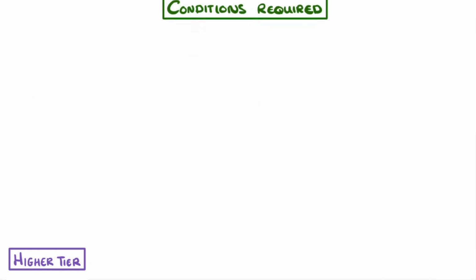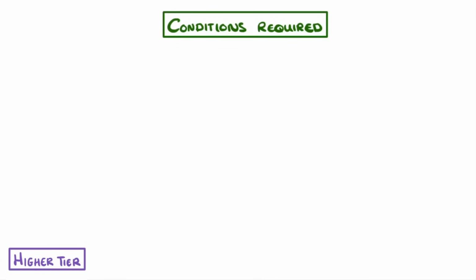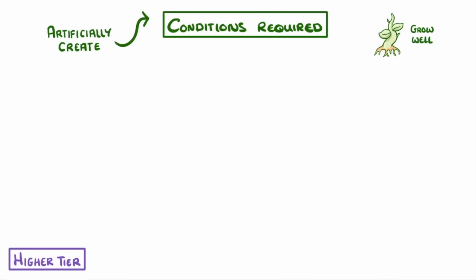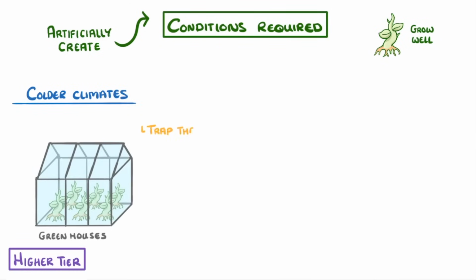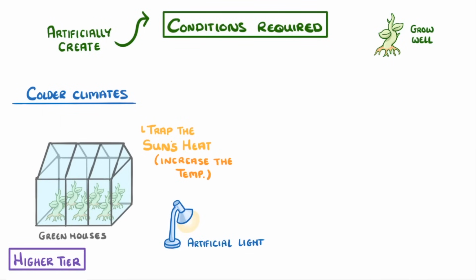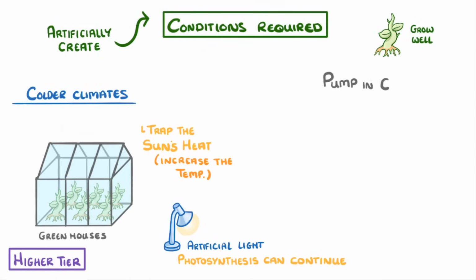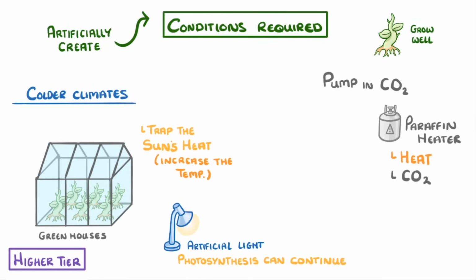So now that we understand the conditions required for a high rate of photosynthesis, we can think about how farmers might try to artificially create these conditions so that their plants can grow well. For example, in colder climates, farmers often place their crops in greenhouses, which trap the sun's heat and so increase the temperature. They can also provide artificial light so that photosynthesis can continue all through the day and night. Sometimes farmers might pump carbon dioxide into the greenhouse, or use something like a paraffin heater, which releases both heat and carbon dioxide as it burns.